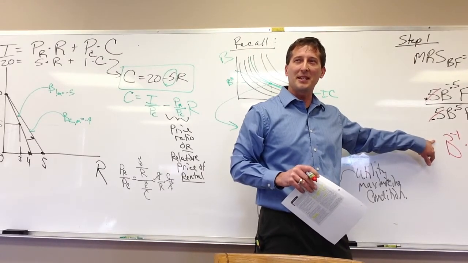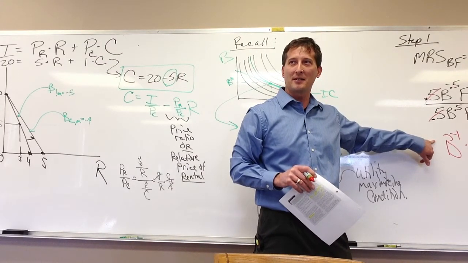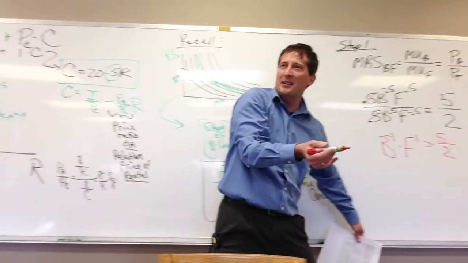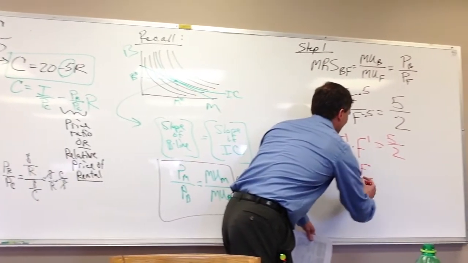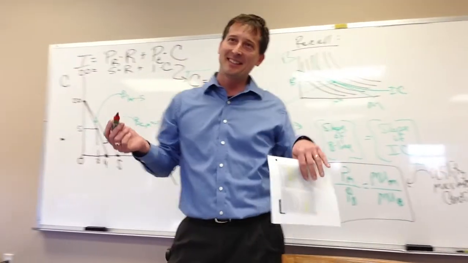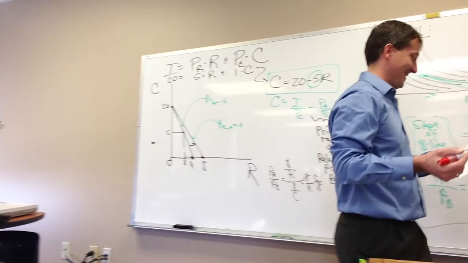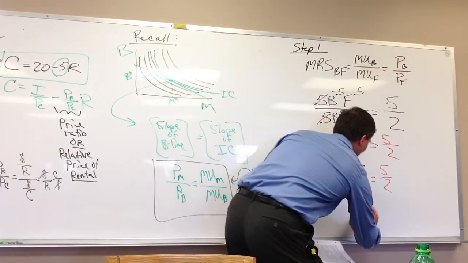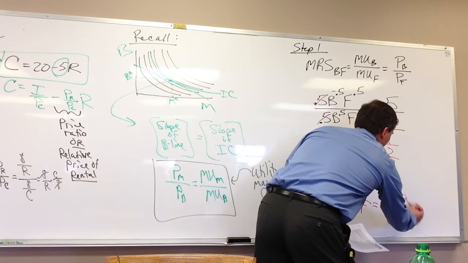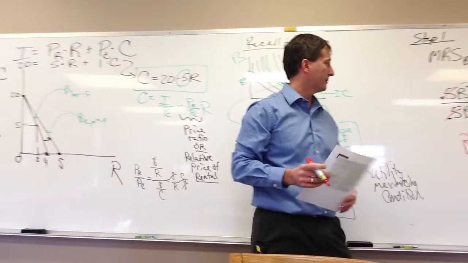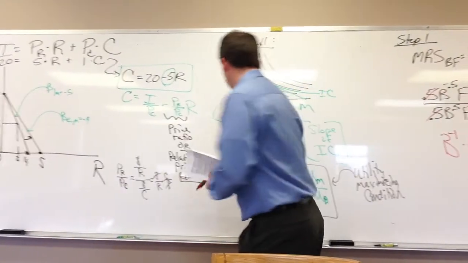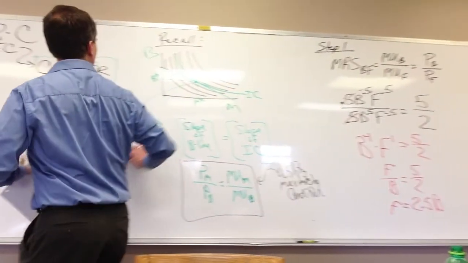Help me with this here. B to the negative 1 power could be expressed as 1 over B. And F to the 1 power, do we need to write that 1? No. So we get F over B equals 5 over 2. Our prayer for simplification worked. So F equals how much? 2.5 burgers. So F is a function of burgers.